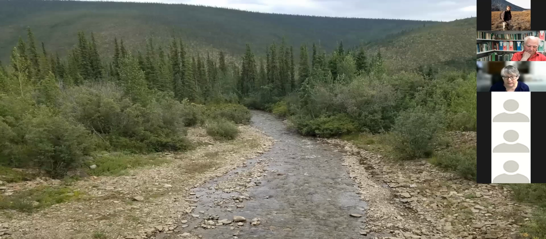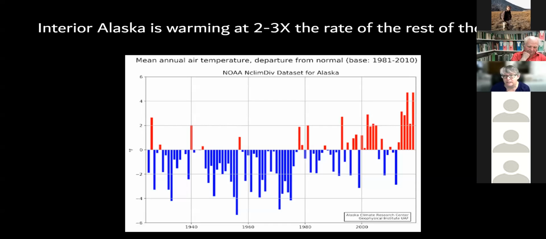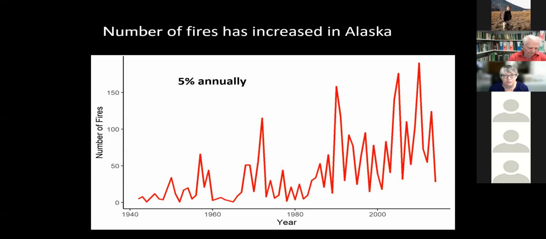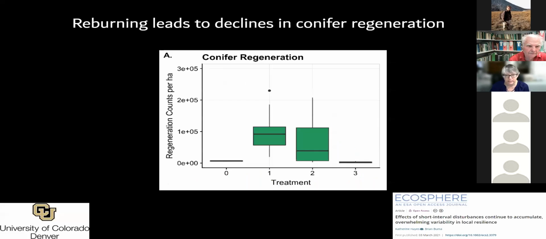And as many of you know, Alaska is a beautiful place that's warming at 2 to 3 times the rate of CONUS. It's a fire-adapted, fire-driven ecosystem, and the number of fires has been increasing in the 3 to 5% range per year. With those increasing fires come more overlapping fires, what we call reburns, and at times you're having short interval fires where there's really short times between them.